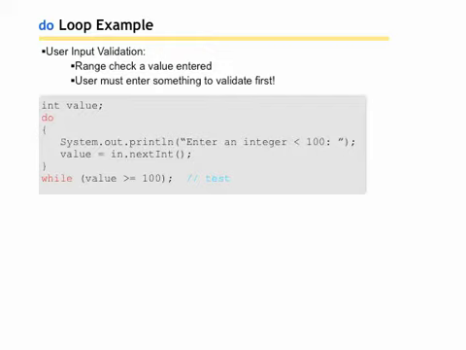Here's an example. Assume that we want to make sure that the user enters a value in a specific range. Do loops are very good for range checking. We'd create our variable int value, enter the loop, do System.out.println, enter an integer less than 100, value equals in.nextInt. So the user would type in some value, and we keep looping while value is greater than or equal to 100, because that means that they did not enter an integer less than 100. So it's really good for data validation such as this.